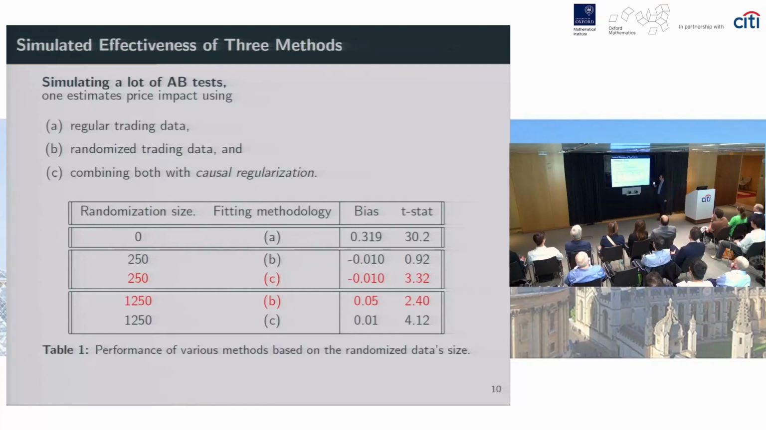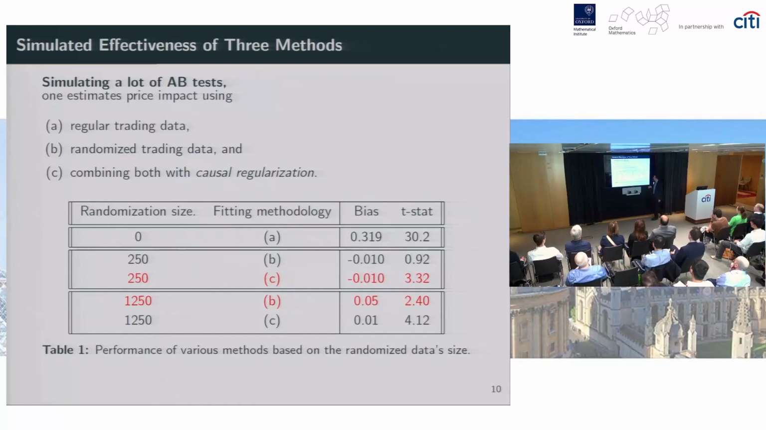Now, method B is to only use the additional information, to only use the randomized trading experiment. There's an argument to be made for that. The randomized trading experiment is the only one for which I know for sure that it is unbiased. I throw away all of that biased data. It's worthless. And so that method will always give me an unbiased estimator, but for small randomization sizes, I'm not going to get a great t-stat. I'm going to be not very confident, but at least I'm going to be unbiased.